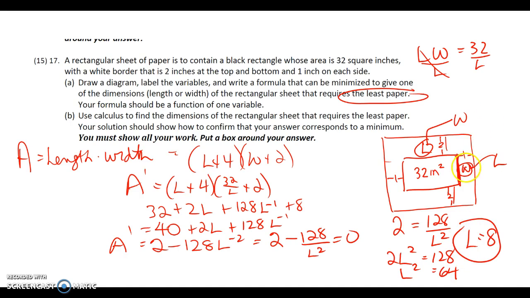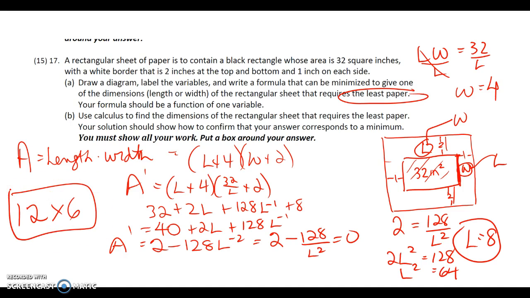Now keep in mind what L was there. So if L's 8, this is of the original black paper, right? W has to be 32 over 8, which is 4. And then you come over here, length plus 4 is 12 times 4 plus 2 is 6. That, thank goodness, is the answer he got.